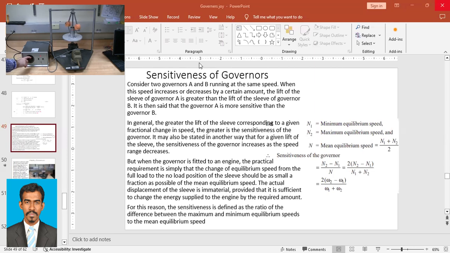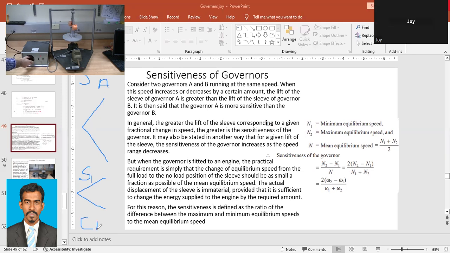All right, I'll try to draw. Say, for example, at a certain speed S, it can be 300 or 400 or whatever it is. This is governor A. We consider this as the initial status of the sleeve. When the speed increases to S1, there's a sleeve lift, something like this. So the change of the sleeve lift we consider as change in A.